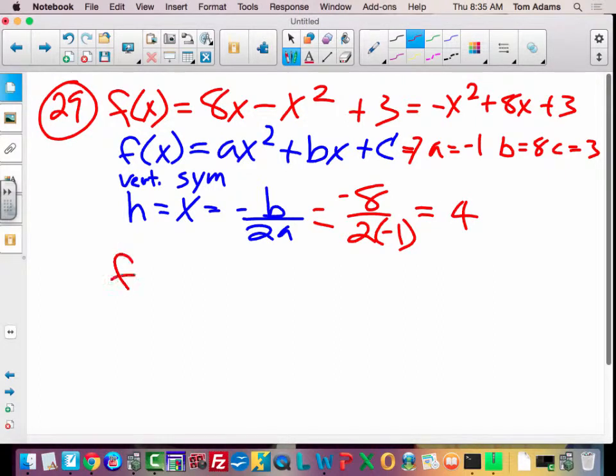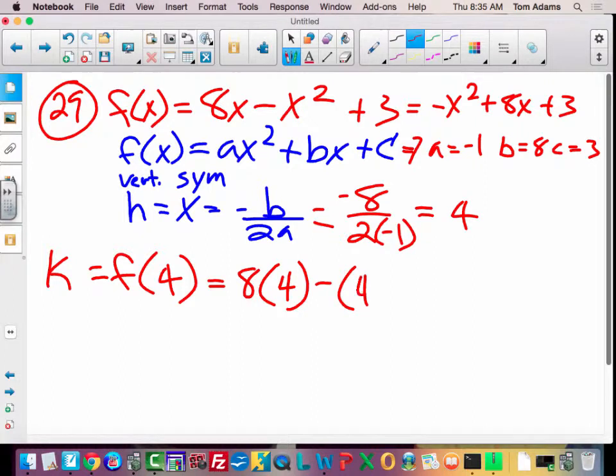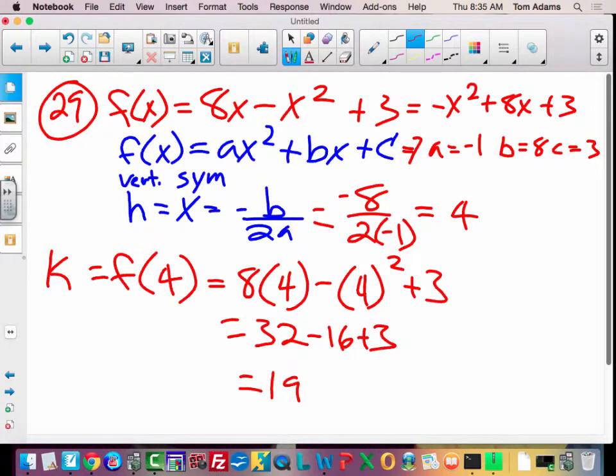We got to plug that back in. We say f of 4, because this is our k value, f of 4 is equal to 8 times 4 minus 4 squared plus 3. 32 minus 16 plus 3. 32 minus 16 is 16 plus 3 is 19. Is that right? Mm-hmm. Did you get the A and B mixed up? Yeah, I squared the wrong one.